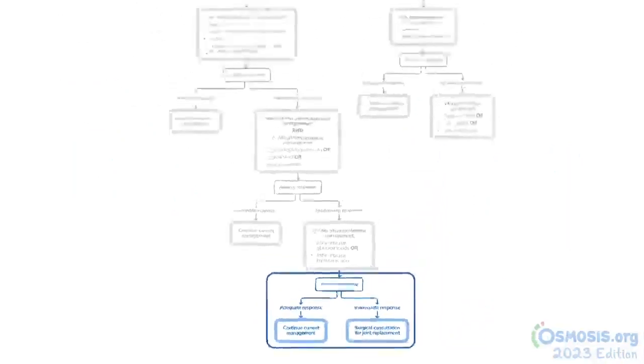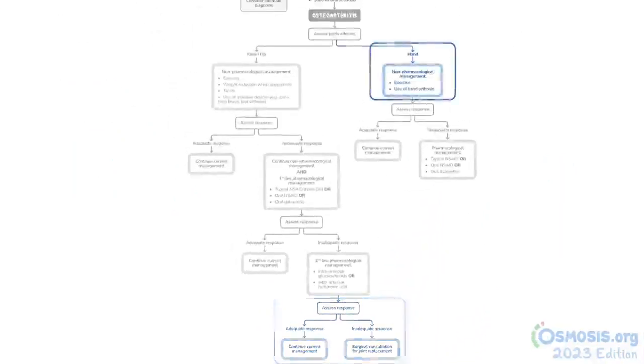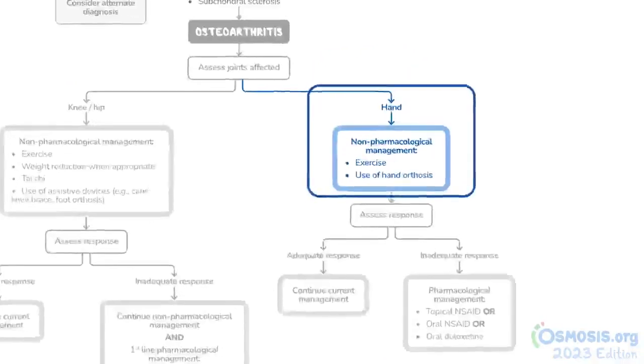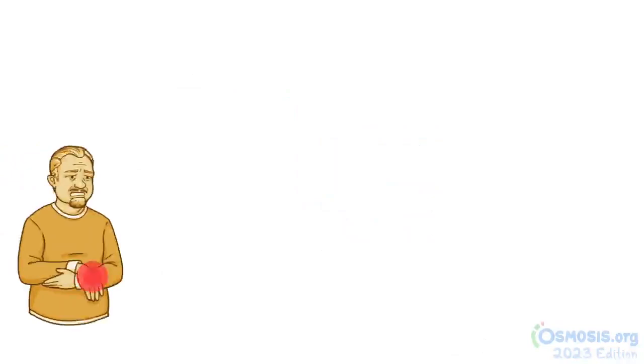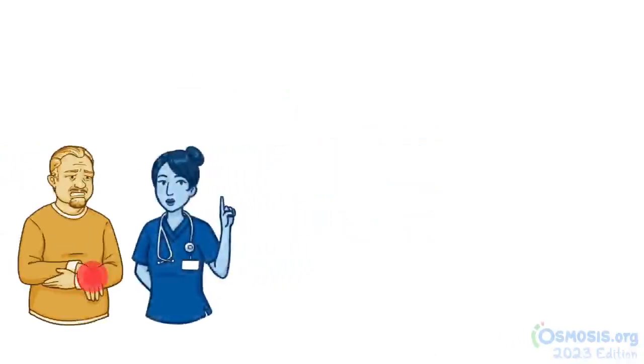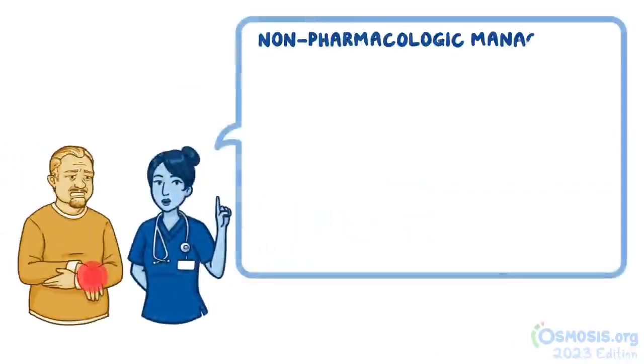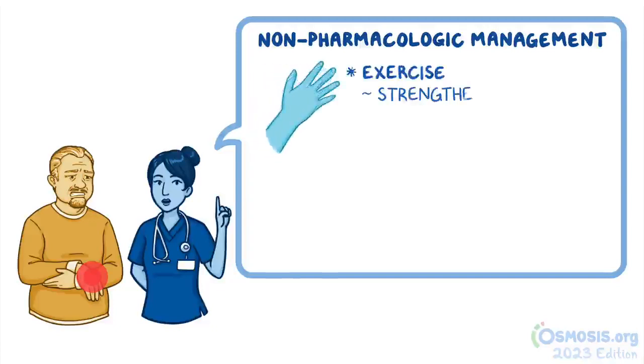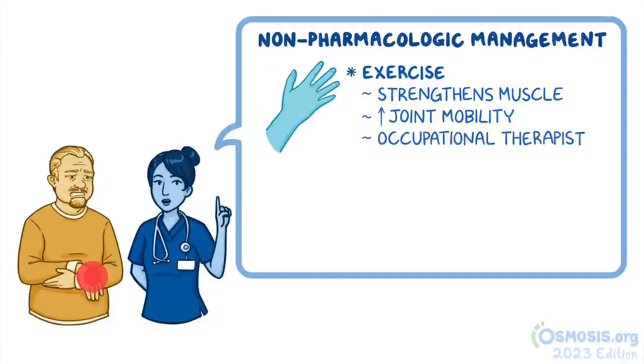Okay, now that we've reviewed what to do for knees and hips, let's switch our focus to osteoarthritis of the hands. If your patient presents with osteoarthritis of the hand, your first step is to begin non-pharmacologic management. Just like those with osteoarthritis in the knees and hips, patients with hand osteoarthritis benefit from exercise that strengthens the muscles and improves joint mobility. Consider referring the patient to an occupational therapist to supervise their exercise program.